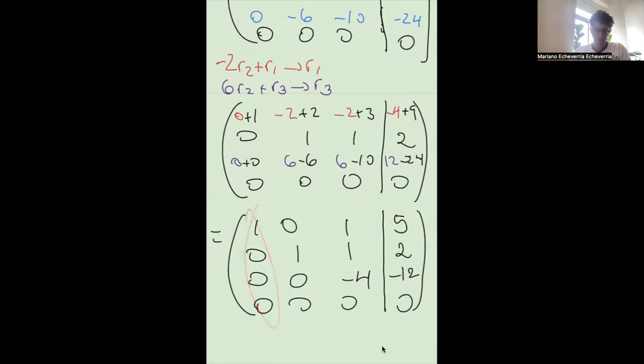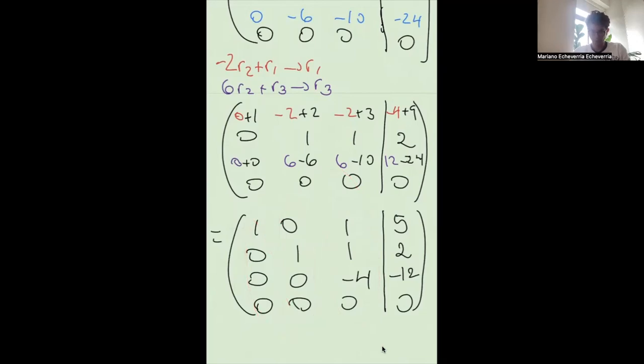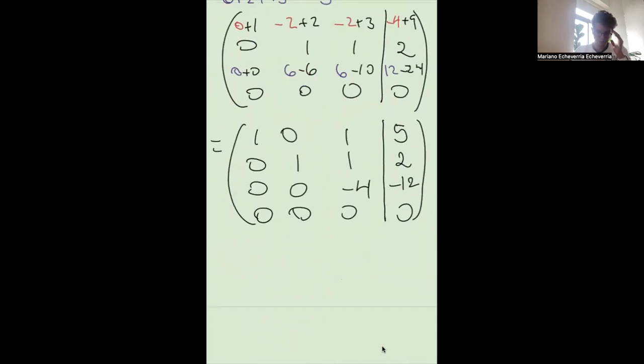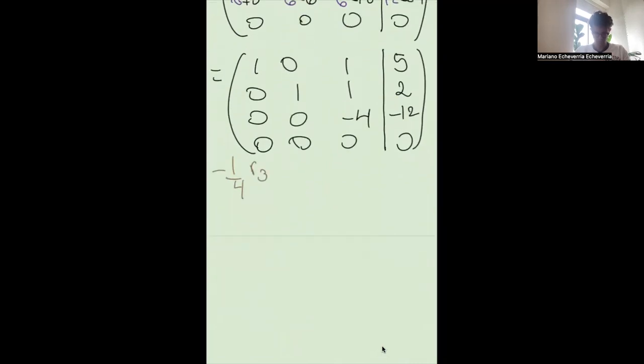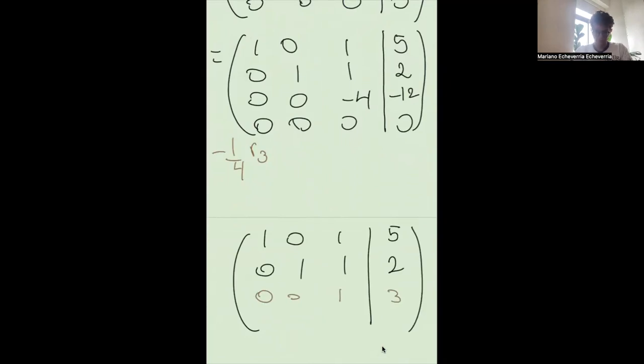Okay, so we already cleaned column 1, already cleaned column 2. I need to clean column 3. And to clean it, I'll make this a 1. So to make a 1 there, I will just multiply by -1/4. This one gives you 3, and then you get 0, 0, 0, 0.